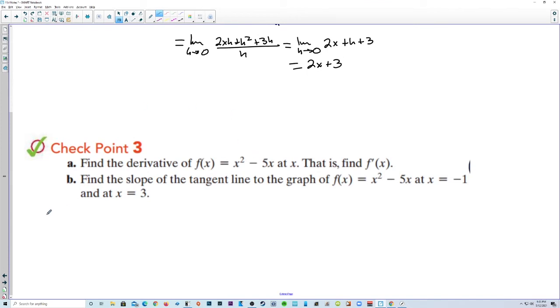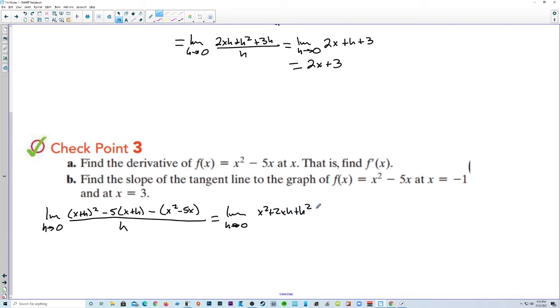Let's do the same thing for this one. We have the limit as h approaches 0 of x plus h squared minus 5 times x plus h. Then we're going to subtract x squared minus 5x. That's f of x. So we have f of x plus h minus f of x over h. And then we just have a lot of algebra to do. Limit as h approaches 0 of x squared plus 2xh plus h squared minus 5x minus 5h minus x squared plus 5x. Now remember, we're subtracting, so we have to subtract this whole thing.